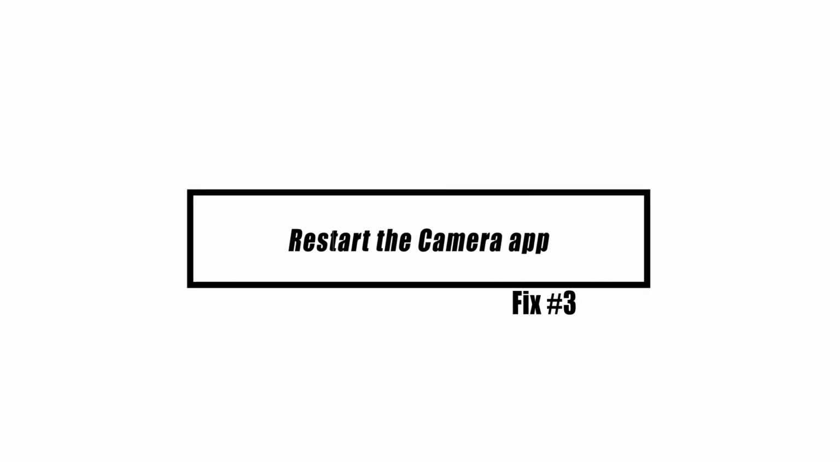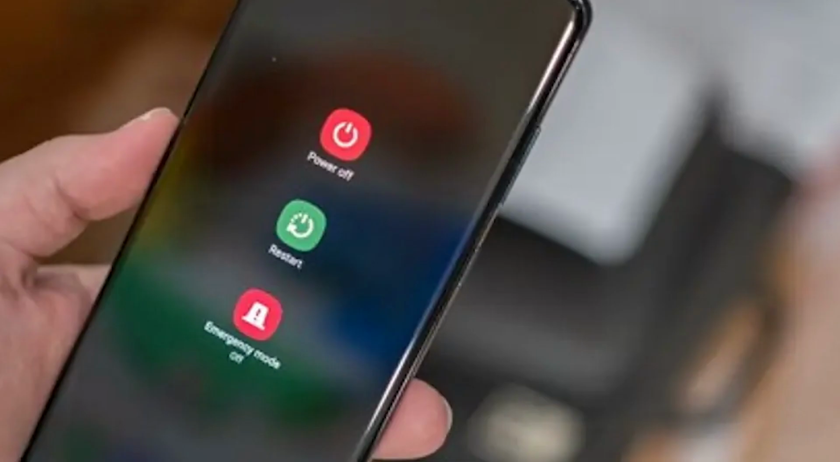Turning off and on your Samsung smartphone, as well as rebooting your app, might occasionally help with camera issues. Restarting the app clears problems and refreshes the system. You might try forcing the Camera app to close and see if the problem goes away.